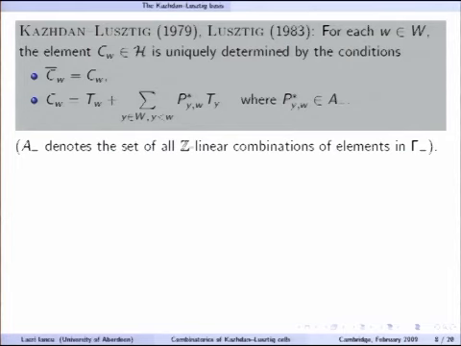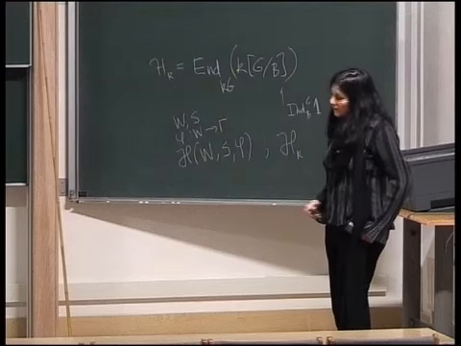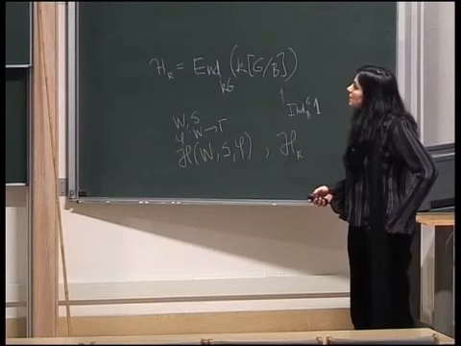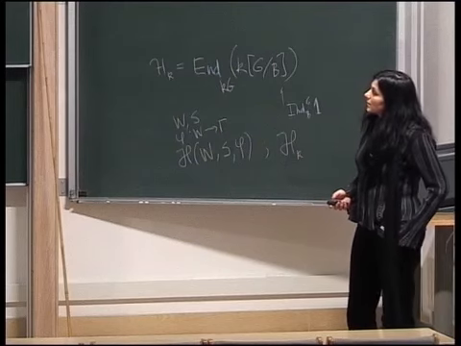This is what it says here. Here, this inferior is the Bruhat order on W. And those coefficients which occur there are coefficients in A minus. So they just contain Z-linear combinations of elements in gamma minus.